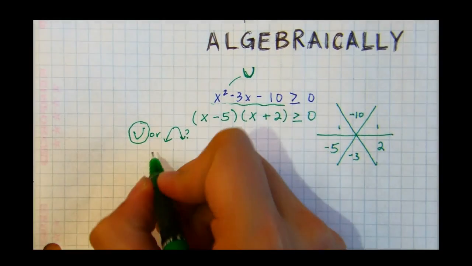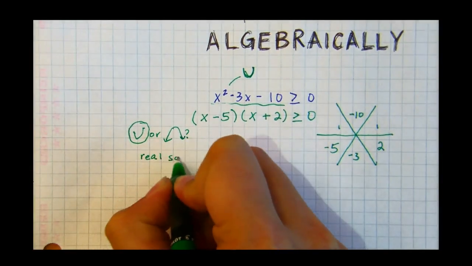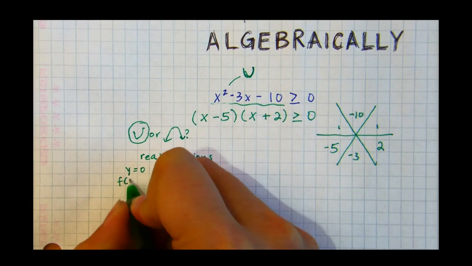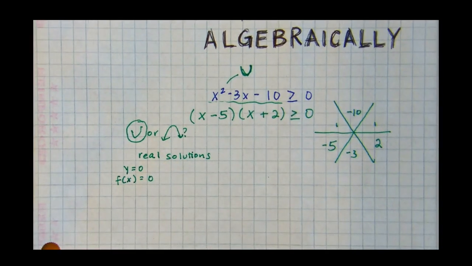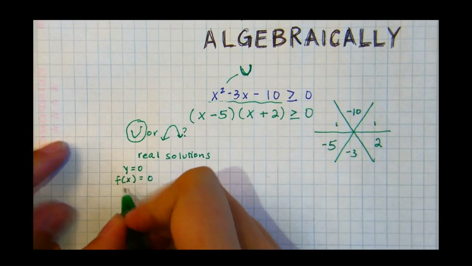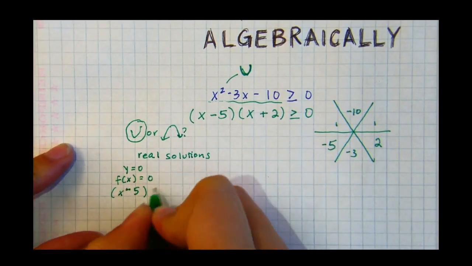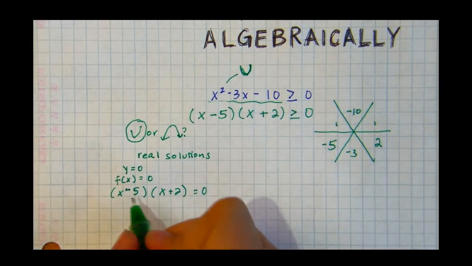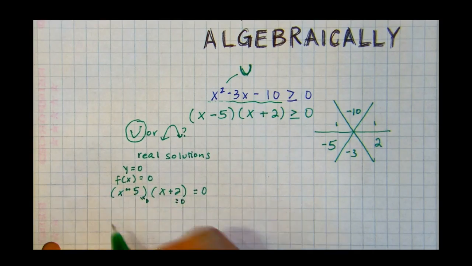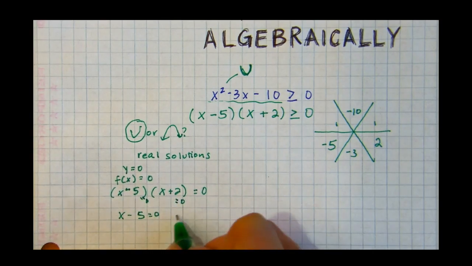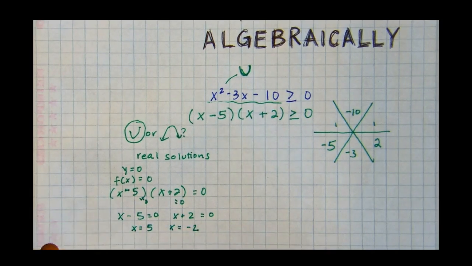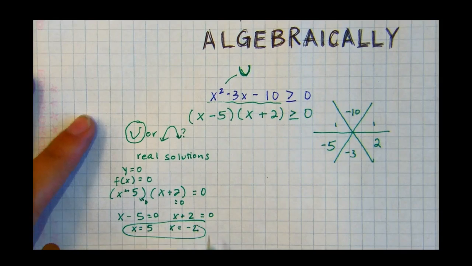The last question that I want to ask myself is the real solutions. When does y equal 0? Or when does my f of x equal 0? And to answer that, well, I factored this out. So I want to know, when is x minus 5 times x plus 2 equal to 0? So I set each of these pieces equal to 0. X minus 5 equals 0. X plus 2 equals 0. So I get the values x equals 5 and x equals negative 2. Those are my real solutions, or where it's going to cross my x-axis.